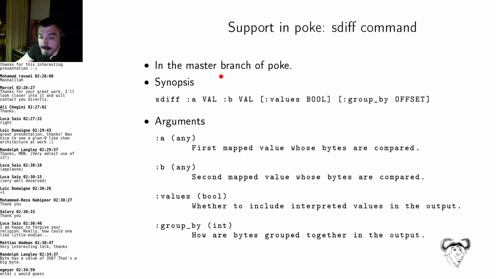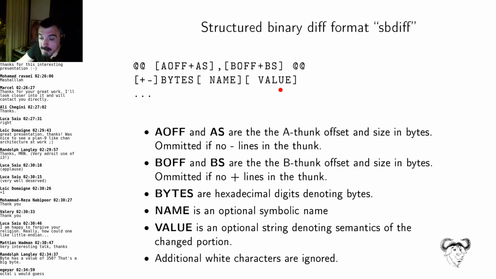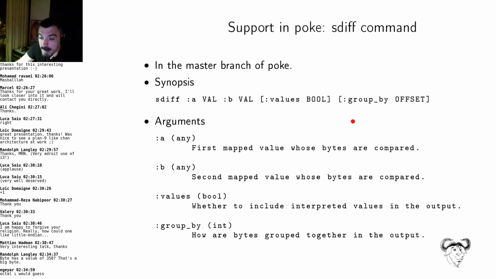Anyway, in POKE I added a new command called diff, which is in the master branch. It is not in POKE 2.1, so you have to use the Git version if you want to play with it. The synopsis is very easy. You have to pass an A argument and a B argument, which must be mapped values. Then you have an optional argument to include values in the diff, and then you can specify how you want to group the bytes in each line.